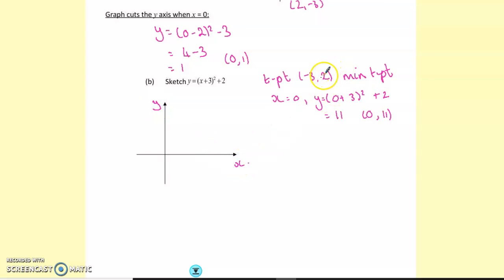So my turning point is (minus 3, 2). It's somewhere here. And it's going to cross my y-axis here at 11. Make sure we have both turning point and where it crosses the axis marked on.